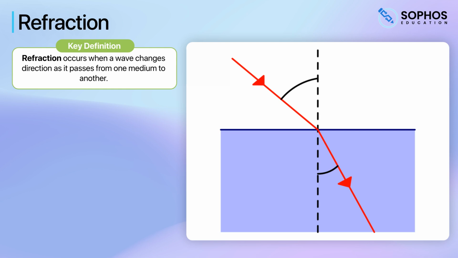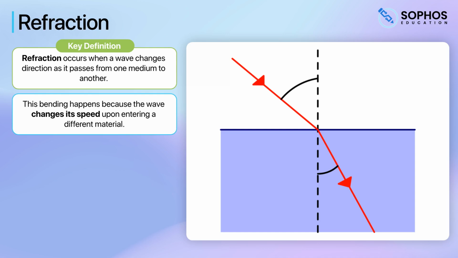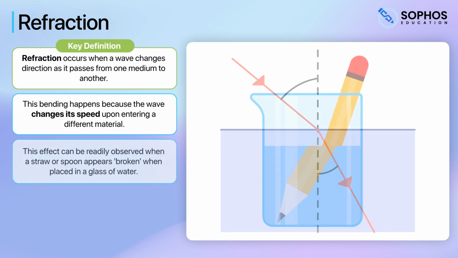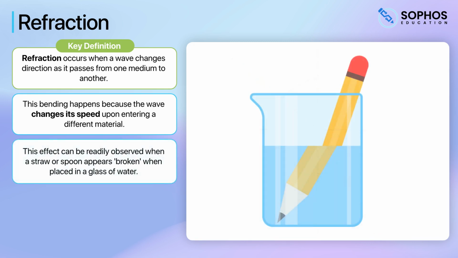While discussing transmission, it's crucial to touch upon the concept of refraction. Refraction occurs when a wave changes direction as it passes from one medium to another. This bending happens because the wave changes its speed upon entering a different material. For example, when light moves from air, a fast medium, to water, a slower medium, it bends at the interface. This effect can be readily observed when a straw or spoon appears broken when placed in a glass of water.